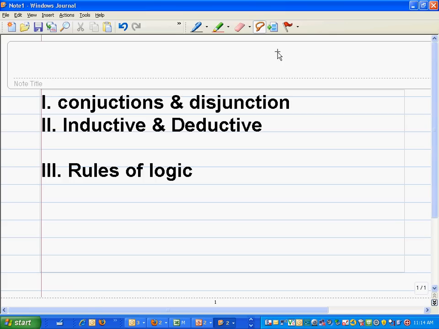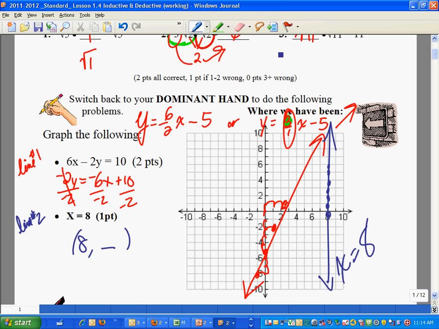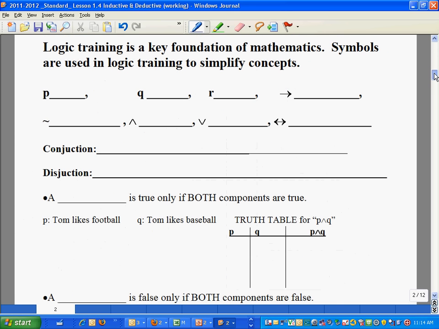Conjunctions and disjunctions are the easiest concept to grasp. Take a look here on the right. Do I have any sports people? Sports people, raise your hand. I got a lot of you. Okay, put your hands down just for a moment. All you need for this are two symbols today.